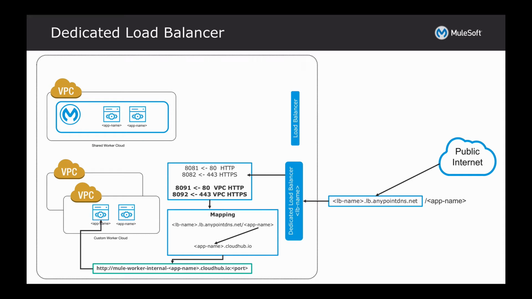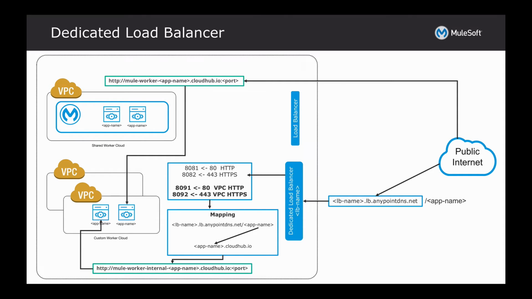Okay. In addition, while you still have the ability to route that request through that dedicated load balancer, you can bypass all that by going to the externally exposed name of mule-worker-appname.cloudhub.io, unless you've, of course, locked down the ports using the firewall rules that you define within your VPC.